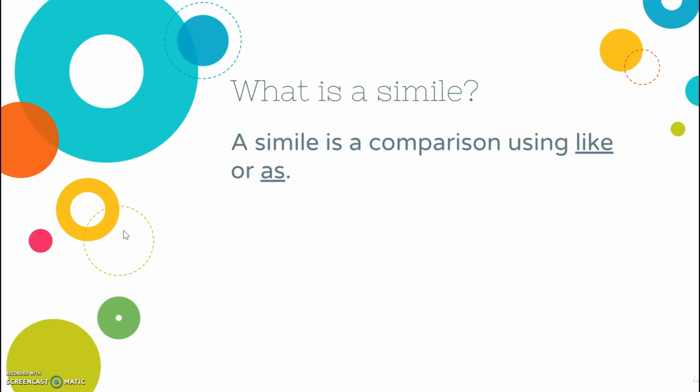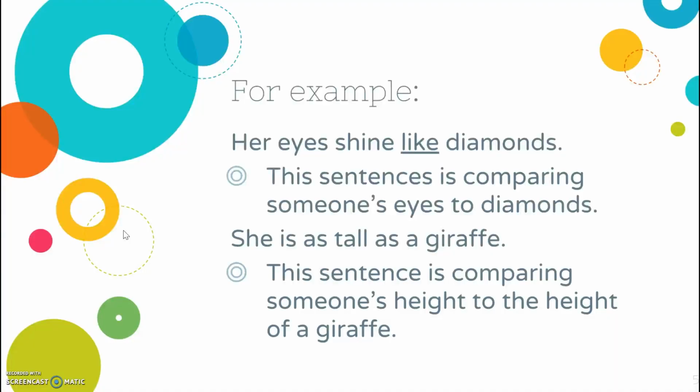So for example, her eyes shine like diamonds. This sentence is comparing someone's eyes to diamonds and how they shine, and it uses the word like. Another example is she is as tall as a giraffe. And this sentence, again, is comparing someone's height to the height of a giraffe, and it uses the word as. So those are just two examples of similes.